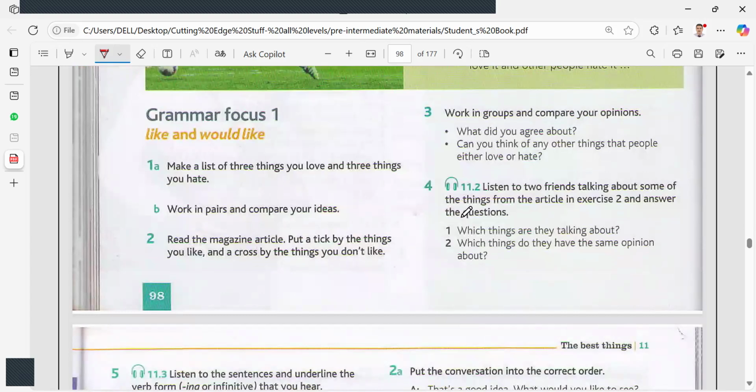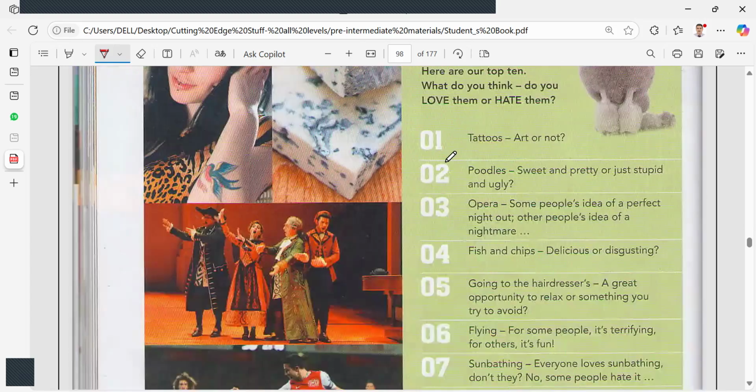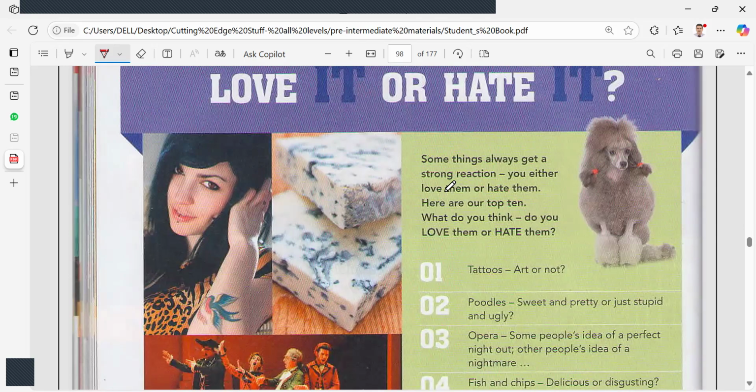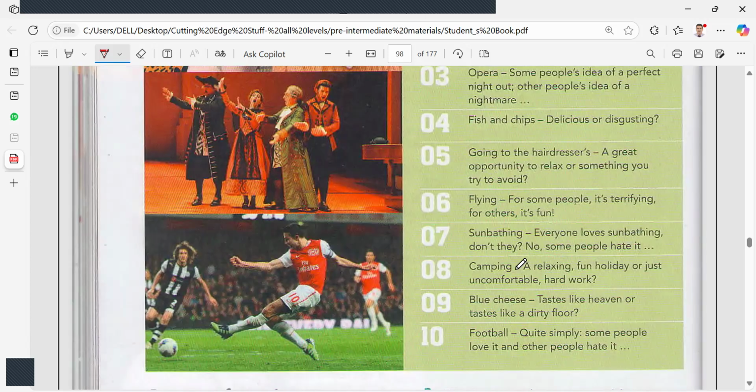Okay. Something that always gets a strong reaction. You either love them or hate them. Here are our top 10. What do you think? Do you love them or hate them? Okay.